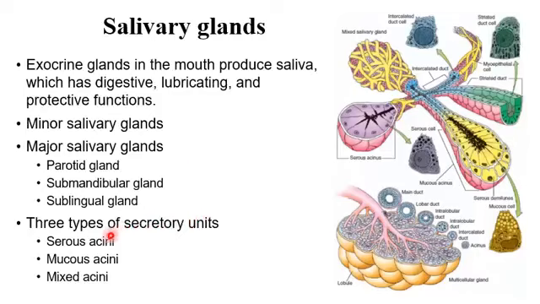We have three types of secretory units. We have serous acini, and mucus acini, and seromucous acini, which are composed of a mucus part covered by moon-shaped serous cells called serous demilune.